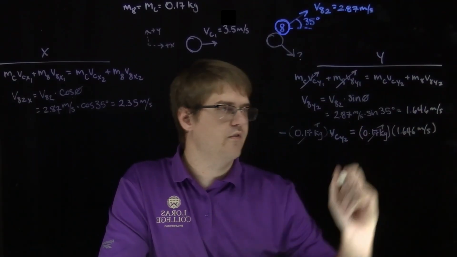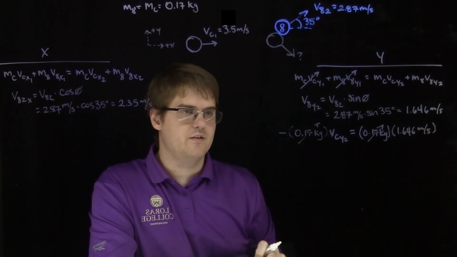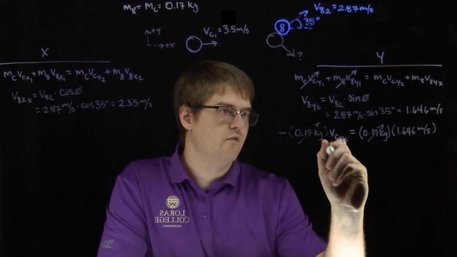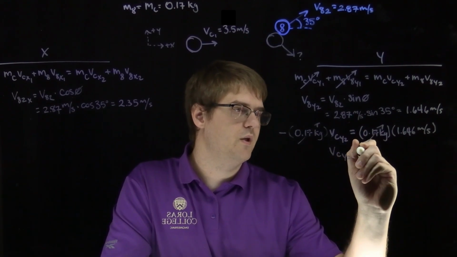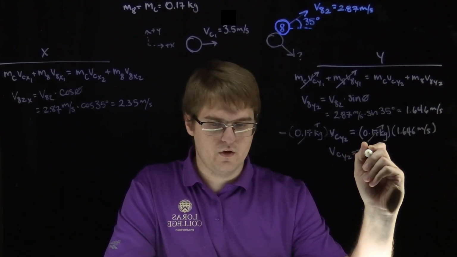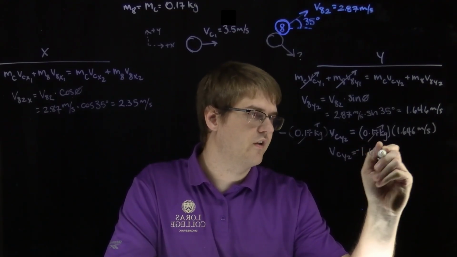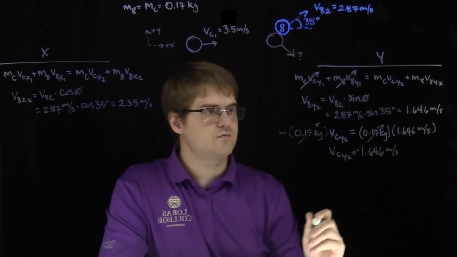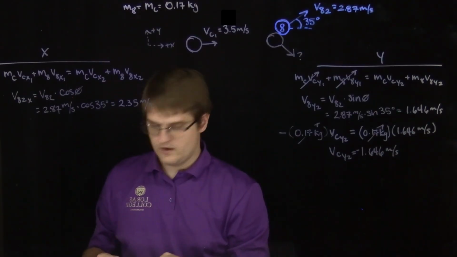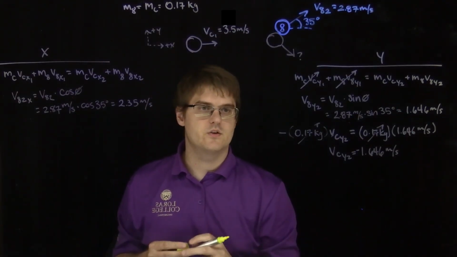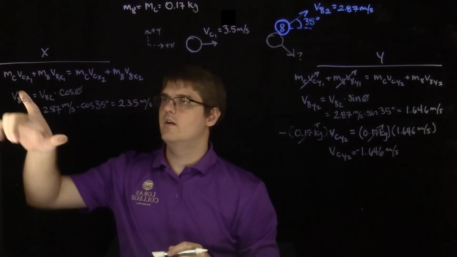0.17 goes away, 0.17 goes away. I get a value of negative, because it's the opposite of it. Velocity of the cue ball in the y at time 2 is going to be equal to negative 1.646 meters per second. There we go. Going to the other side, I'm going to try to get a marker that's going to show up a little bit better. We should keep the same color.